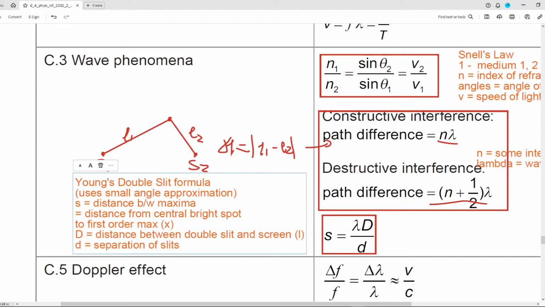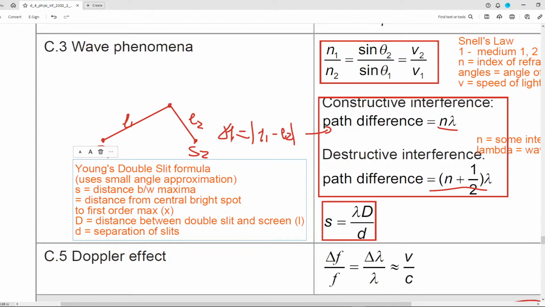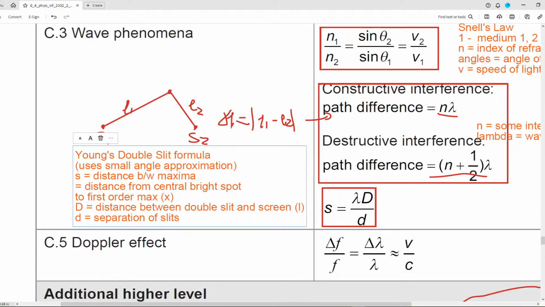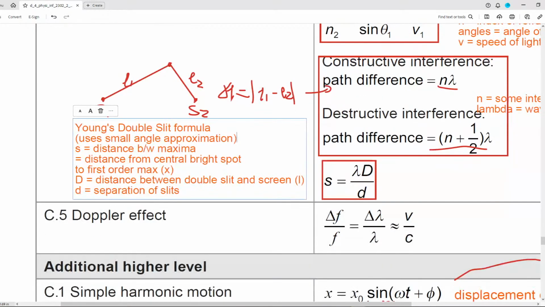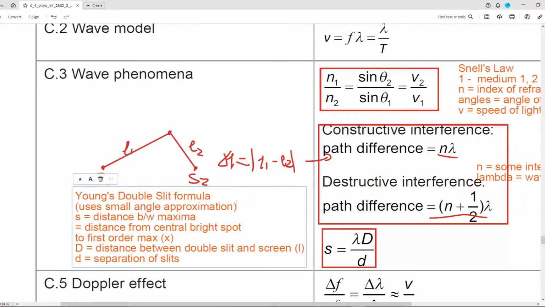Make sure you are not confused with the one we're about to learn soon. This only works for double slits, only a few slits, and this is what Thomas Young actually used. With that being said, let's talk about the higher level version of these.